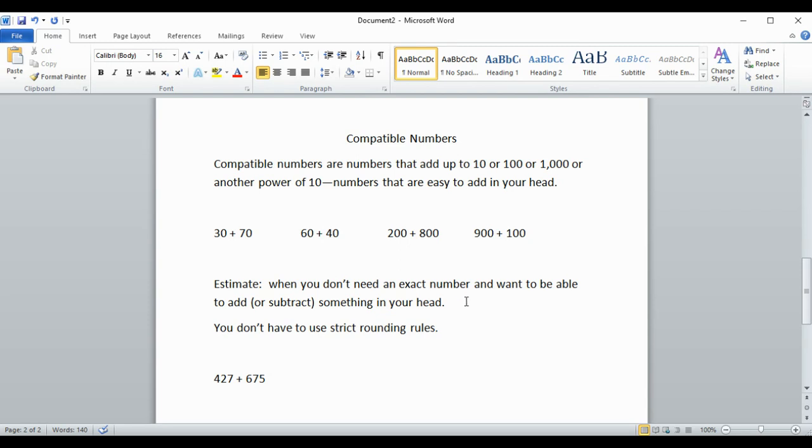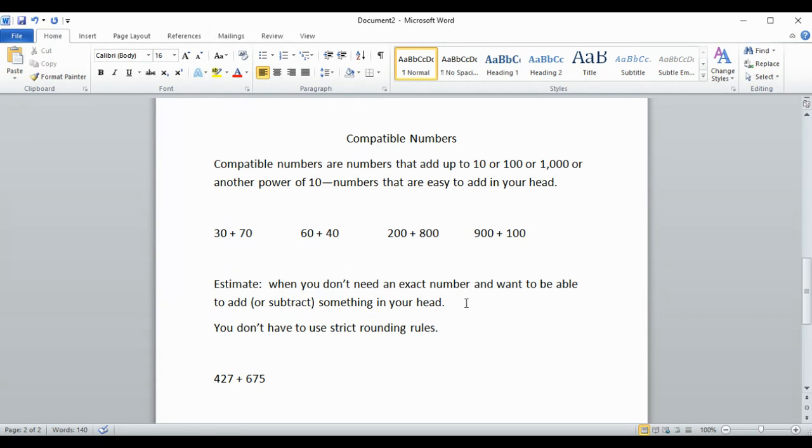So for instance, when you go to the grocery store and you go through the cashier's line and they add up your groceries, that is an exact number. If your bill comes to $99.35, that's exactly what they want you to pay. But when you walked out of the grocery store, you might say to your mom, to your husband, to whomever, when you get in the car with them, I spent $100 on groceries.